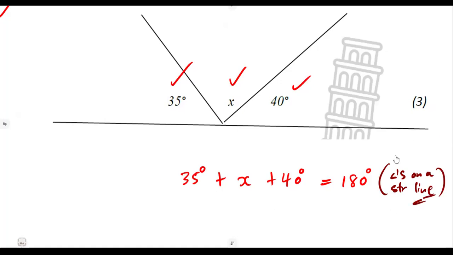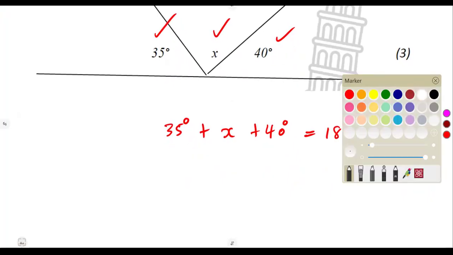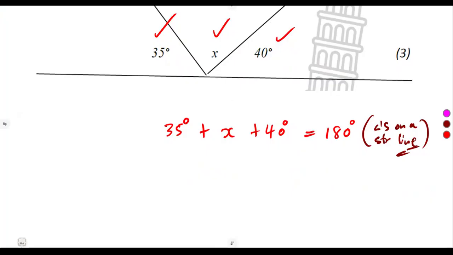So let's find x, guys. Add what you see on the left-hand side. Collecting like terms, 35 and 40, that is going to give you 75. So that's 75 plus x is equal to 180 degrees.